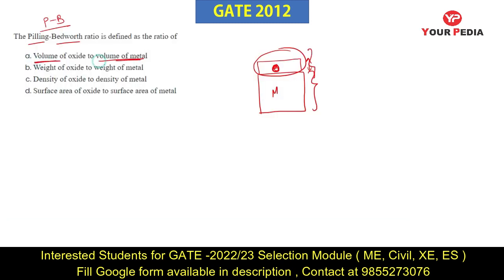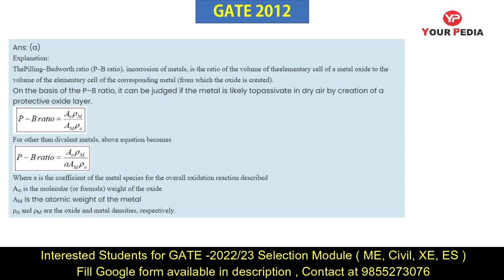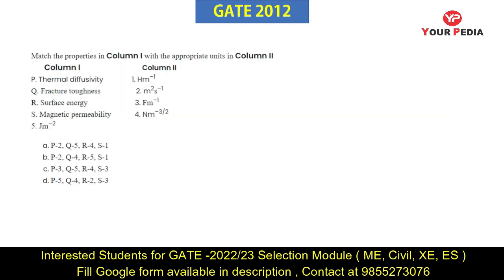That is the volume of oxide to the volume of metal. As the area is the same, we will take the thickness also, the thickness of this to the thickness of this. So this is the formula. I am not going in depth into this formula, just giving you the answer. Now here you can see again, if you know the units of these, then you can match.